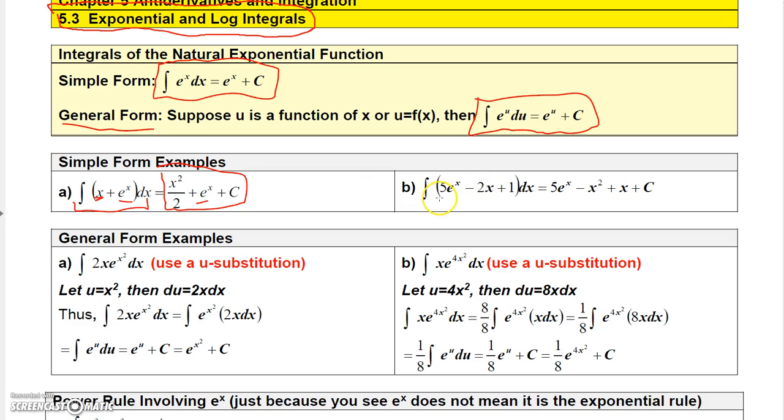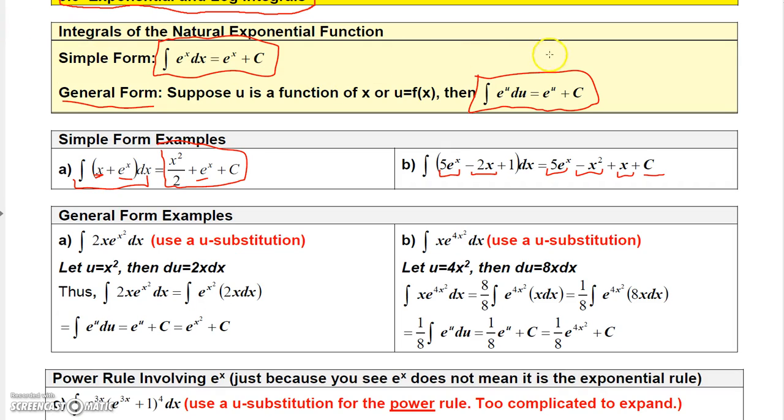Here's another one. Here you have 5e to the x minus 2x plus 1. The integral of 5e to the x would be 5 times the integral of e to the x, and the integral of e to the x is e to the x. So when you integrate 5e to the x, you just get 5e to the x. Now, when you integrate 2x, remember the integral of 2x is just x squared, and this is a minus, so it's going to be minus x squared. And then when you integrate 1 dx, remember you just get x, and then plus a constant. So that's the integral of that.